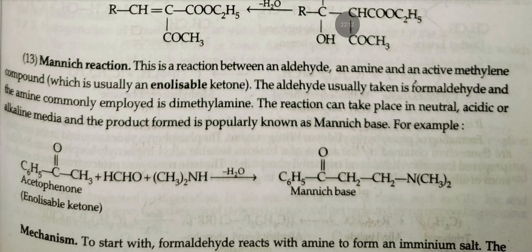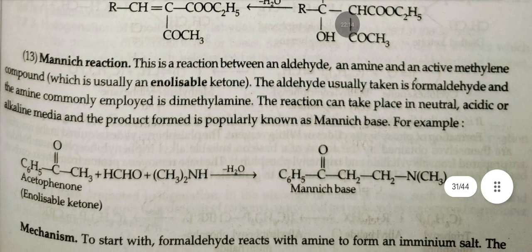Mannich reaction: this is a reaction between an aldehyde, an amine, and an active methylene compound which is usually an enolizable ketone. The aldehyde usually taken is formaldehyde and the amine commonly employed is dimethylamine. The reaction can take place in neutral, acidic and alkaline media and is popularly known as the Mannich base reaction.